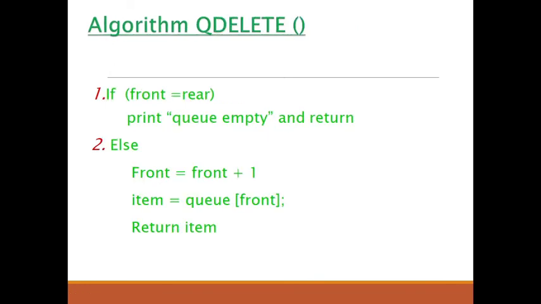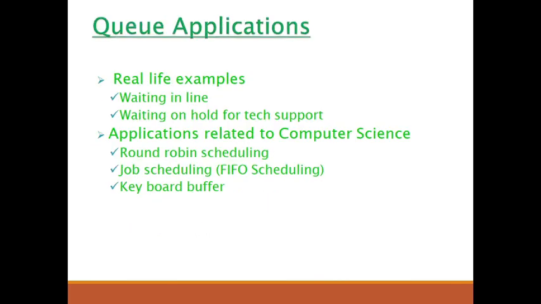For the deleting algorithm also, of course, we cannot delete an item if our queue is empty. Now if our queue is not empty, we'll have front plus 1, so we can now remove that particular item. What comes in first, the first in, will be the first to be deleted. That's the algorithm of the queue.